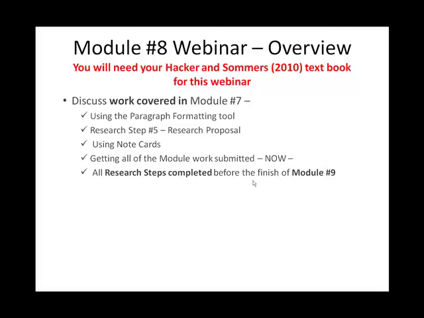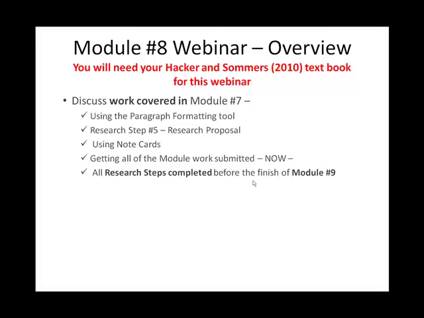Your research step number 5 should be completed. That's your research proposal. That's very important. It's a complete statement on what your research question is and how you're covering it and the sources you're using and why you chose it. You also were asked in Module number 7 in the group discussion about your note cards and how you're going to be forming note cards and organizing your annotated notes so that you could write your paper in a more organized way.